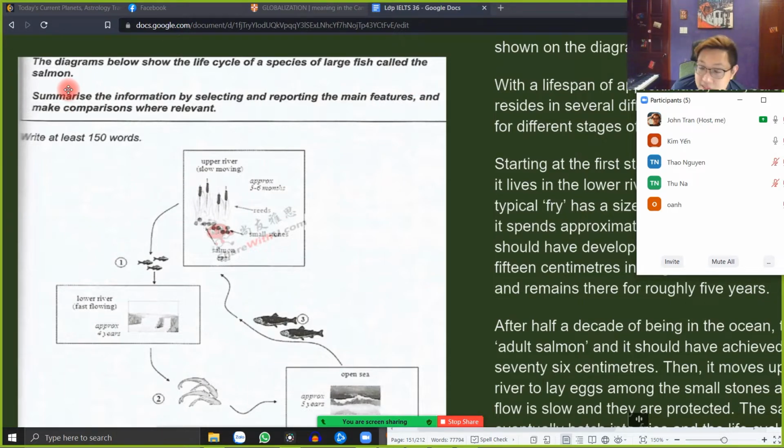And of course, task one always asks you the same thing. Summarize the information by selecting and reporting the main features and make comparison where relevant.